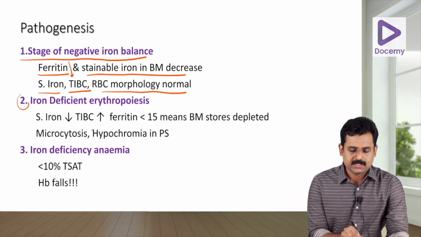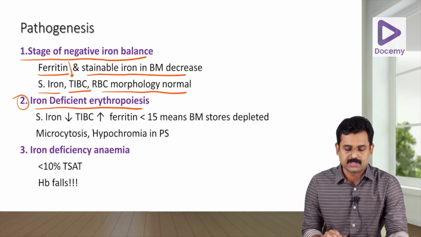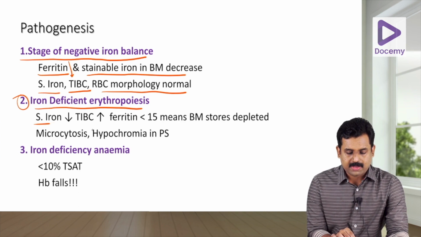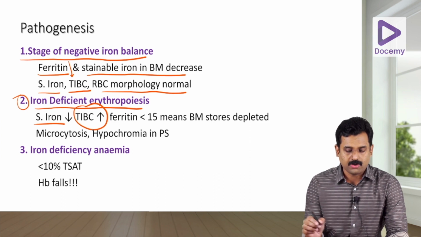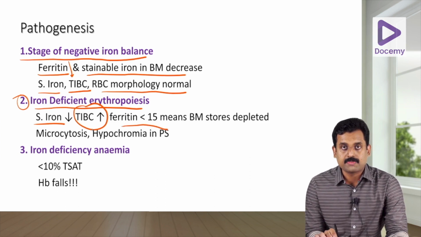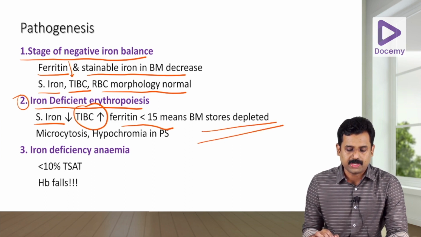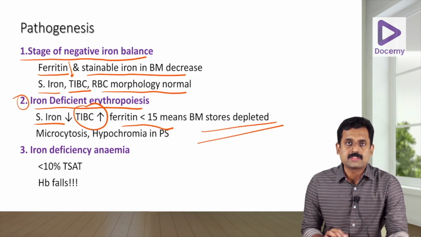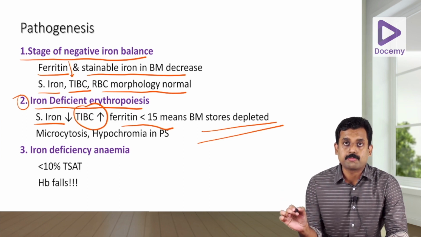The second stage is called iron deficient erythropoiesis. As the name suggests, your serum iron is low. Whenever serum iron is low, your total iron binding capacity will go up. And the ferritin is already low. Suppose your ferritin is less than 15, it means that your bone marrow iron store is totally depleted. Okay, so what happens to cells in peripheral smear? You will be seeing microcytosis as well as hypochromia.